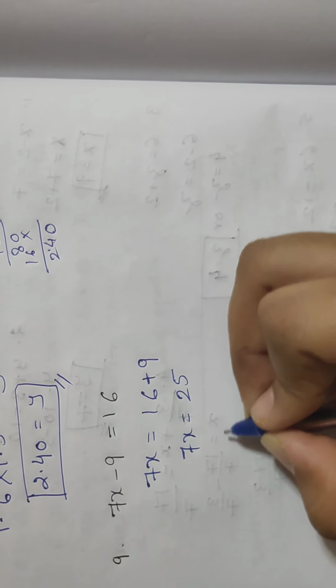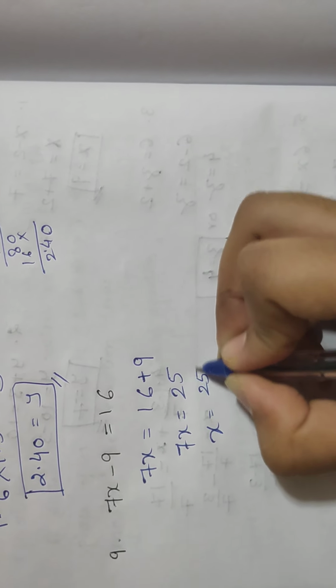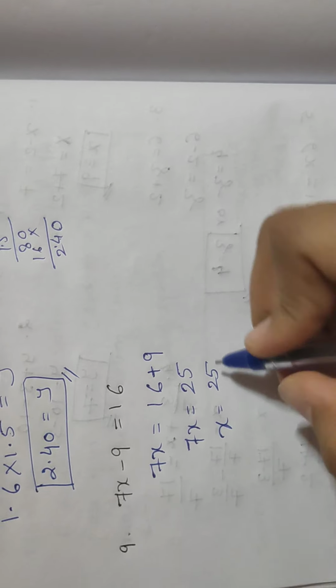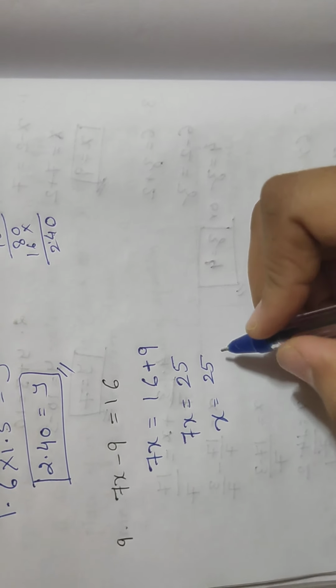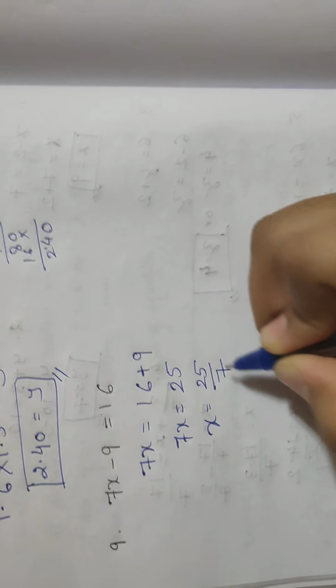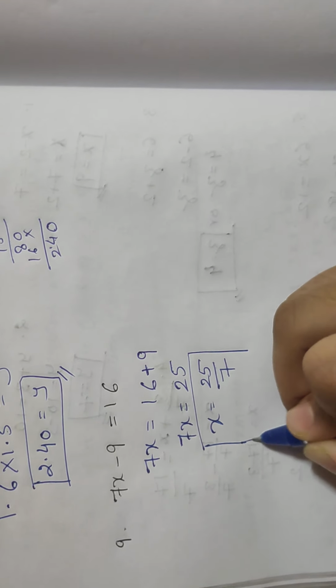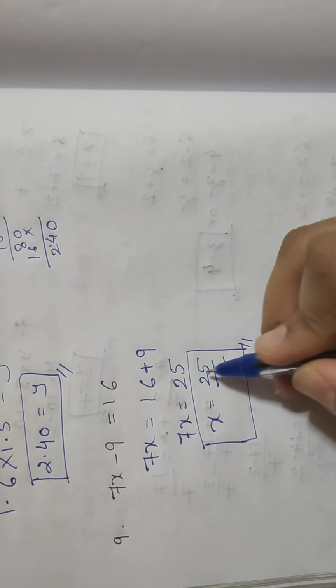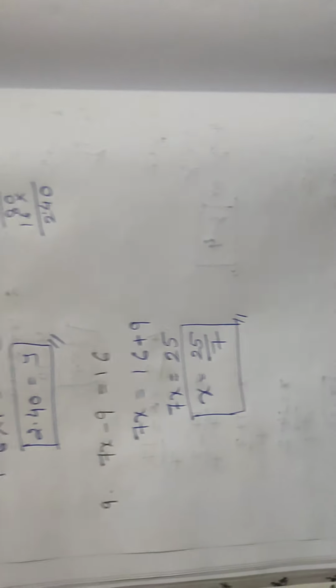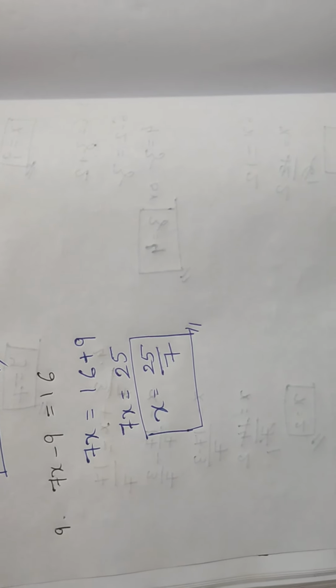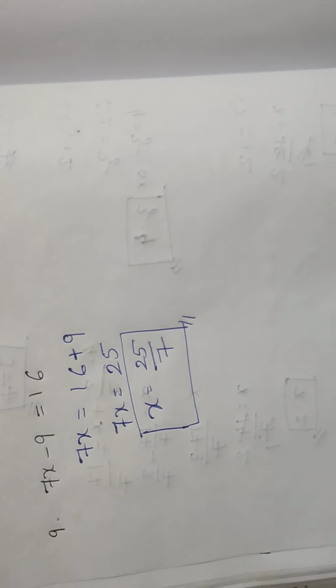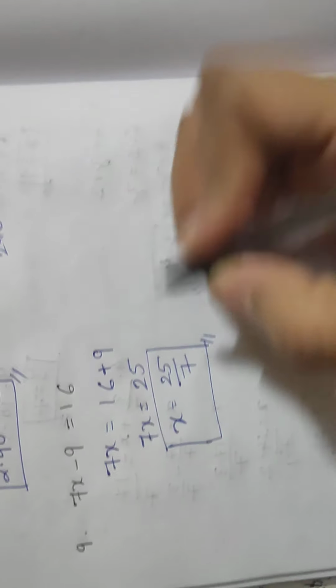Okay. Now x is equals to 25, and this 7 will go and divide here, as it is multiplied here, so it will go and divide on this side. So this is the solution of question number 9, because further it cannot be simplified. So this is all about question number 9. Now let us see question number 10.